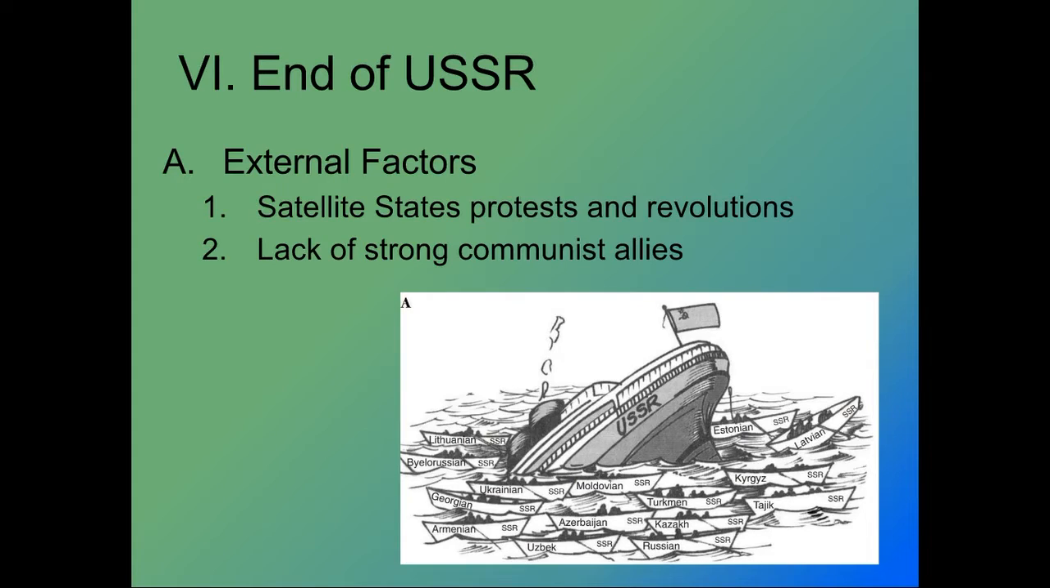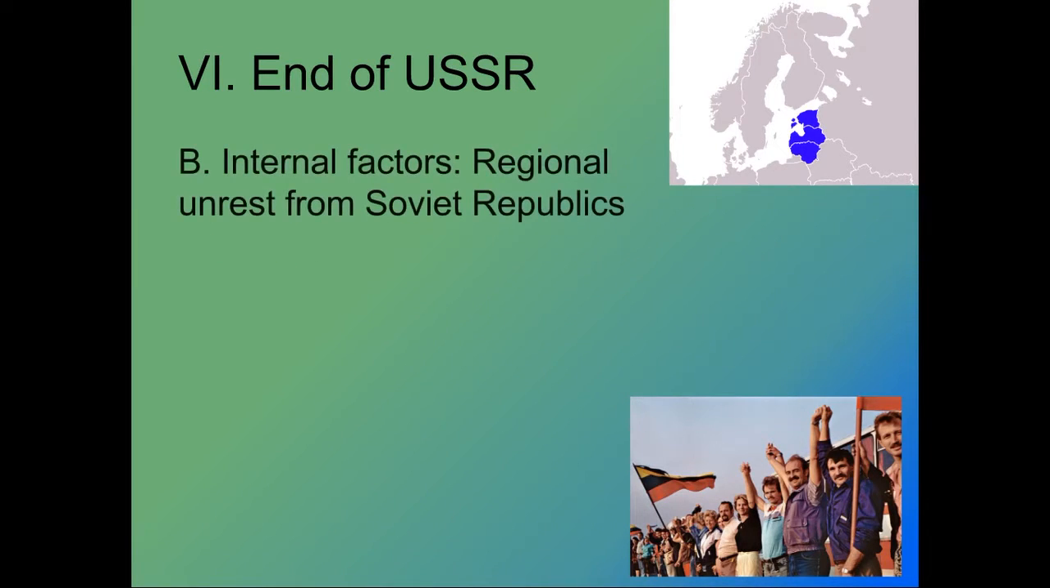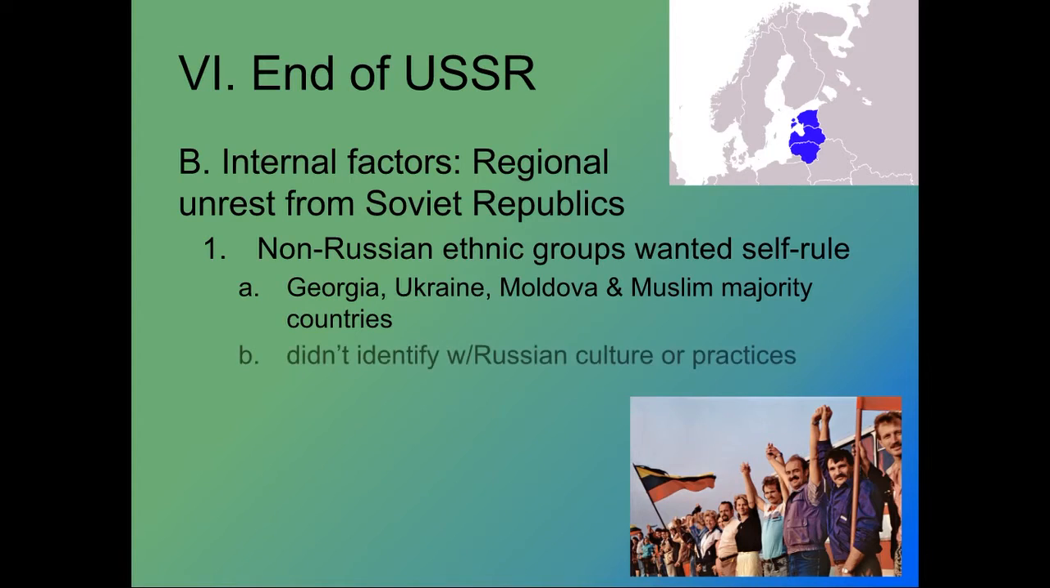Let's talk about what's going on internally. We're in the home stretch, you guys. You're doing great. So internally, we're seeing a lot of regional unrest. That's largely due to the fact that there are a lot of non-Russian ethnic groups in the Soviet Union, sorry, that are fed up. They want self-rule. They don't identify with the Soviet Union, with Russian culture.